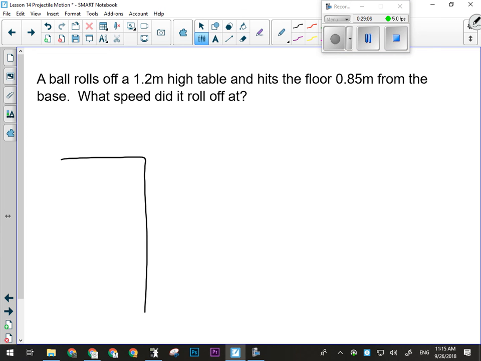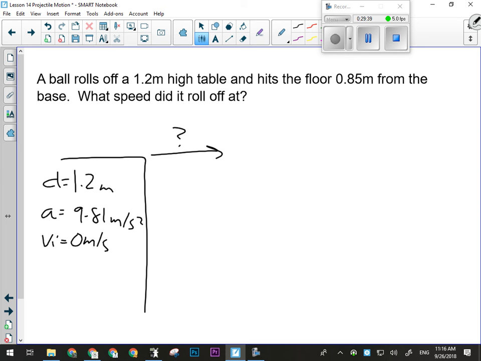So here's our table. We are looking for how fast it rolled off. In other words, we're looking for the constant horizontal velocity at which this ball is going to travel through its entire flight. We know that the table itself is 0.85 meters. Sorry, it's 1.2 meters high. We know that it accelerates at 9.81 meters per second squared in the same direction that it falls, so I'm going to leave those both positive. And how fast was it going vertically initially? 0.